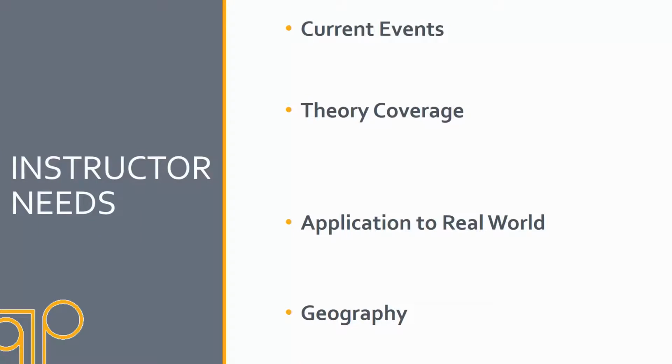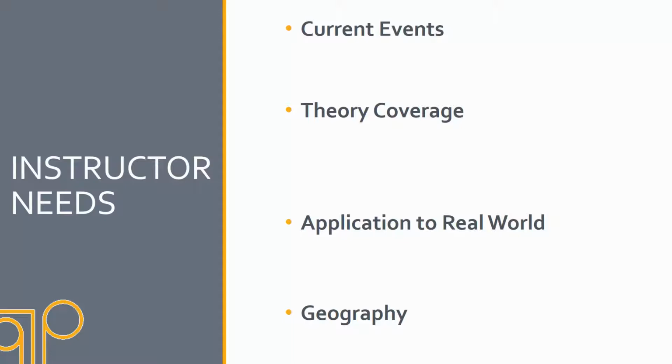So we talked about course outcomes. Let's talk a little bit about instructor needs in this course. So these are the types of things that you're going to be talking about in conversation, that you're going to be asking about in your questioning strategy. First is current events, right? So obviously, with everything changing so rapidly in our world today, keeping current and discussing current events is a very important part of this course.